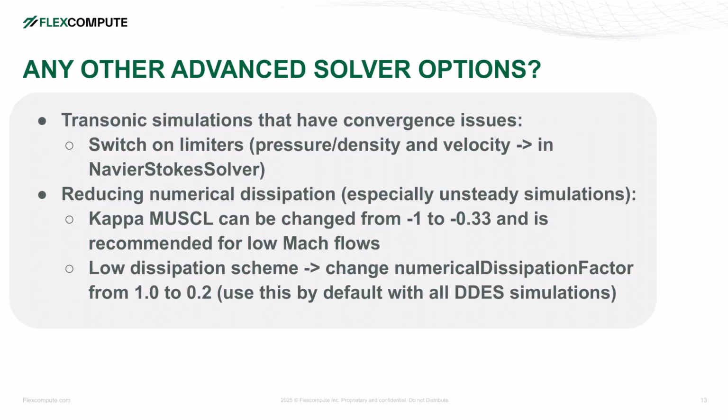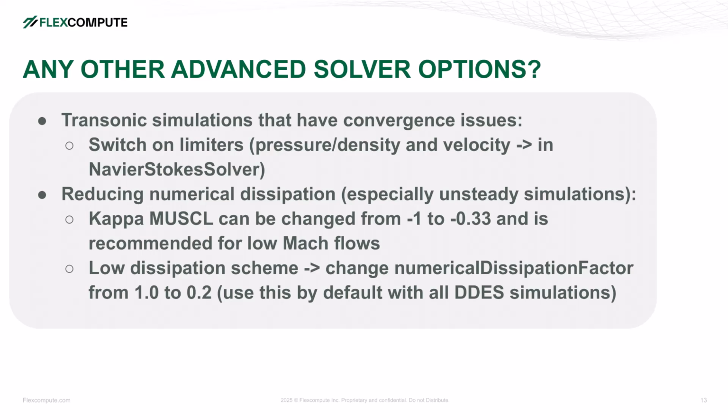Another key control is reducing numerical dissipation. The default kappa MUSCL value is more upwind and therefore more dissipative and robust. Changing kappa MUSCL to negative 0.33 moves the scheme toward a more central, less dissipative formulation, which improves accuracy but reduces numerical damping. For low Mach, high lift, or wake-sensitive cases, it is often beneficial to use a lower dissipation value to better resolve turbulent structures.